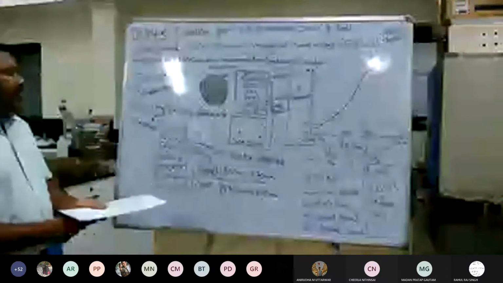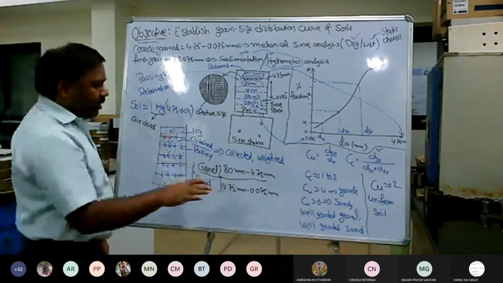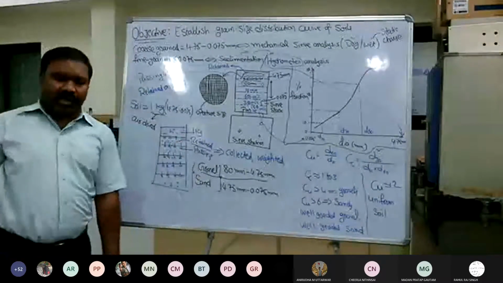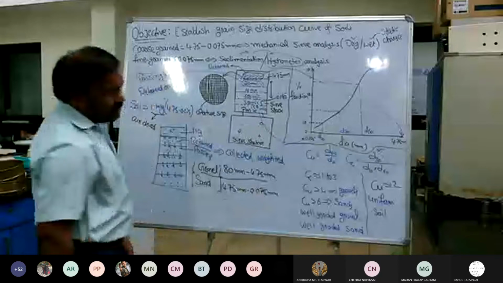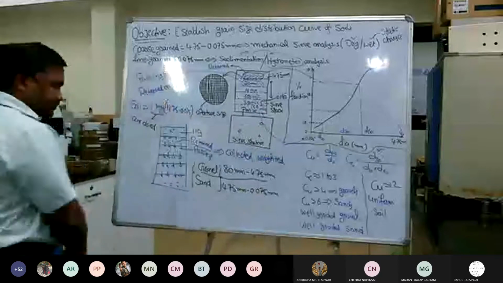If not, say in this case, I am doing it only for the sand. So meaning thereby, I am strictly considering the particles between 4.75 mm and 75 microns.